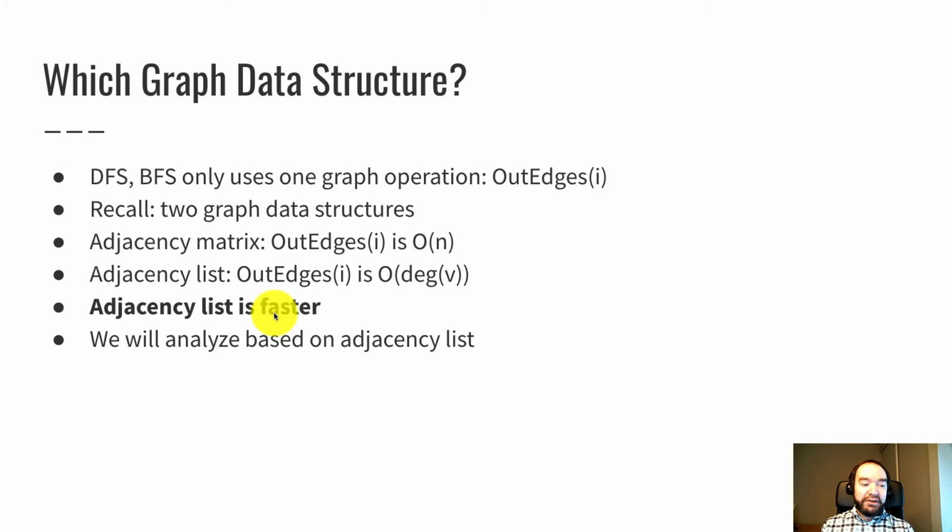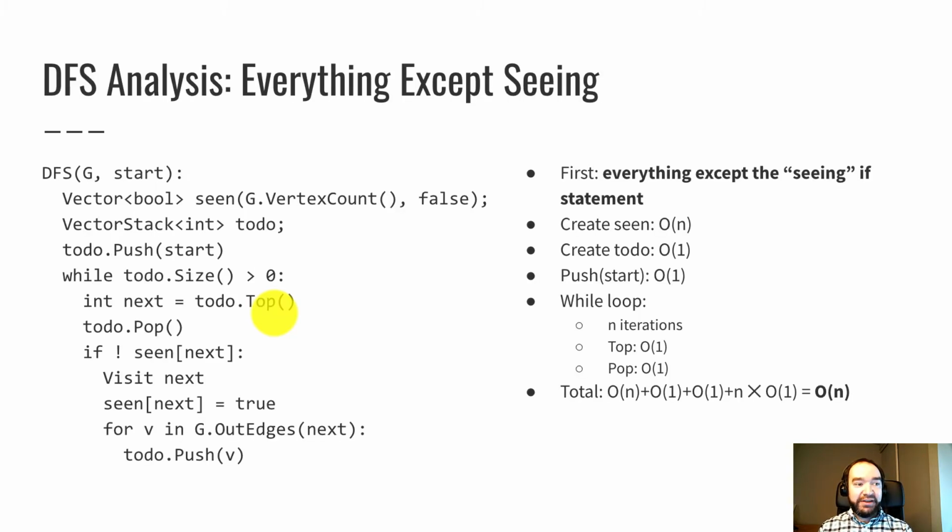So we're going to do our analysis based on the traversal process using an adjacency list. We're going to assume that the graph is stored in an adjacency list because if you want your traversal to be fast, it needs to be in an adjacency list. So that's the assumption we're going to make. Basically, if you're in the business of doing traversals, you should store your graph in an adjacency list.